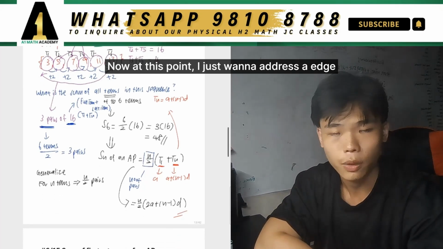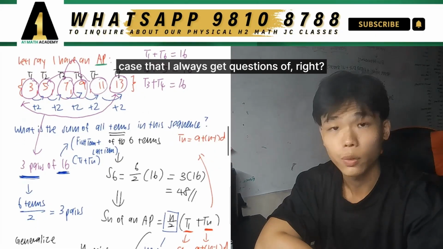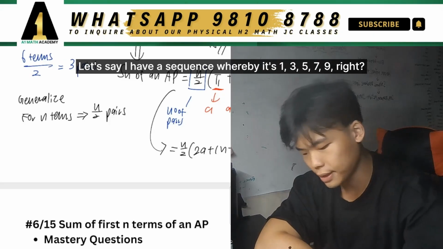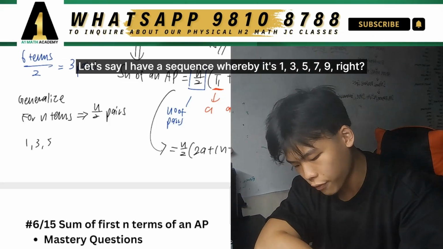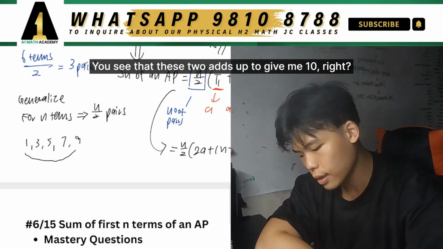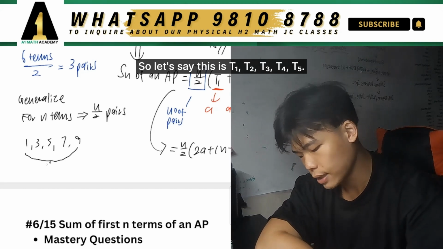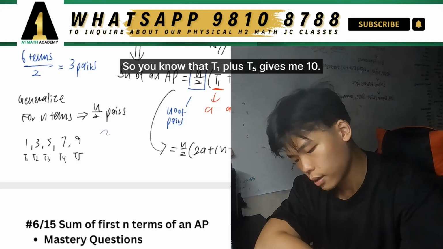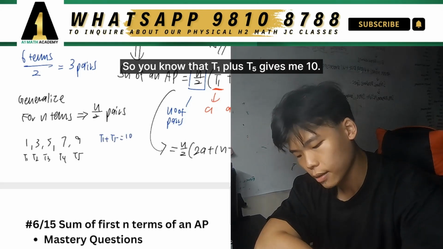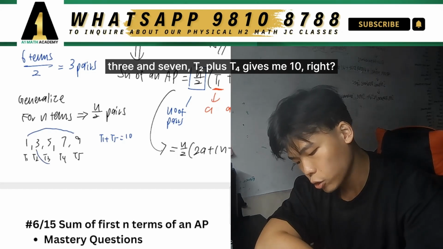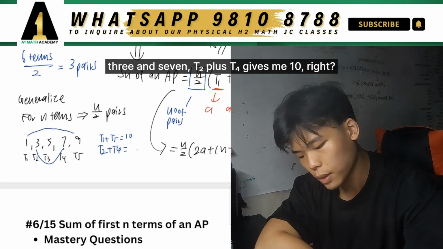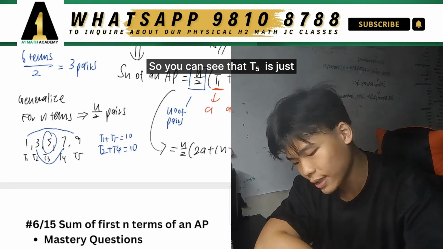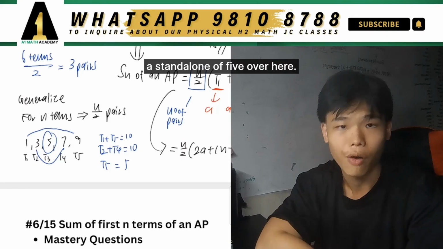Now, at this point, I just want to address an edge case that I always get questions on, which is, what happens if there's an odd number of terms? Let's say I have a sequence 1, 3, 5, 7, 9. You see that these two add up to give me 10. So let's say this is T1, T2, T3, T4, T5. You know that T1 plus T5 gives me 10. This forms one pair. And over here, 3 and 7, T2 plus T4 gives me 10. But then T5 over here has no partner. So you can see that T5 is just a standalone 5.